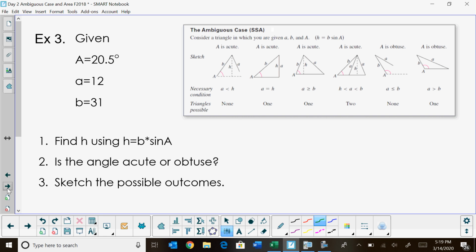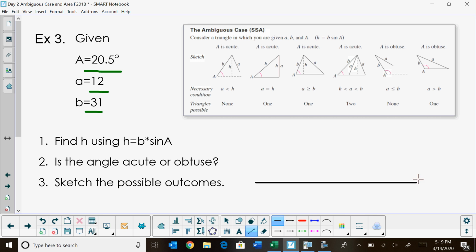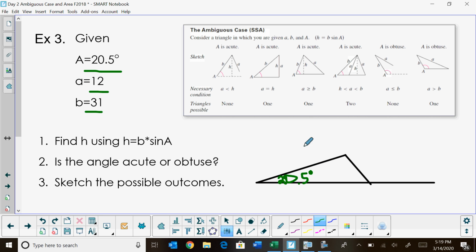Okay, so let's look at the third scenario. We've got angle A at 20.5, side A that's opposite it, that's 12, and side B that's 31. Side B is pretty big this time, so we've got to be careful. I'm going to draw this somewhat to scale. So I've got a small angle, and then a side of 31, and then a side of 12. Let's label it. This angle is 20.5 degrees, and this side is 31. That's side B, adjacent to the angle, and then side A is opposite angle A.